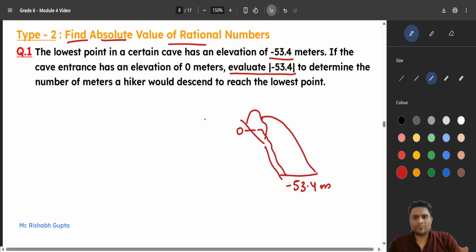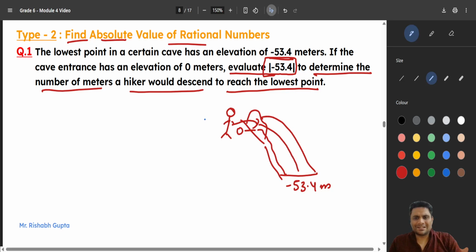Evaluate absolute value of minus 53.4 to determine the number of meters a hiker would descend to reach the lowest level. If a hiker, okay, so wants to go inside the cave, enter from here, and he wants to go to the deepest point here. So how many meters will he travel? So whenever we talk about travel, we are talking about the distance. Distance is never negative. So we have to take what? Absolute value of the deepest point.